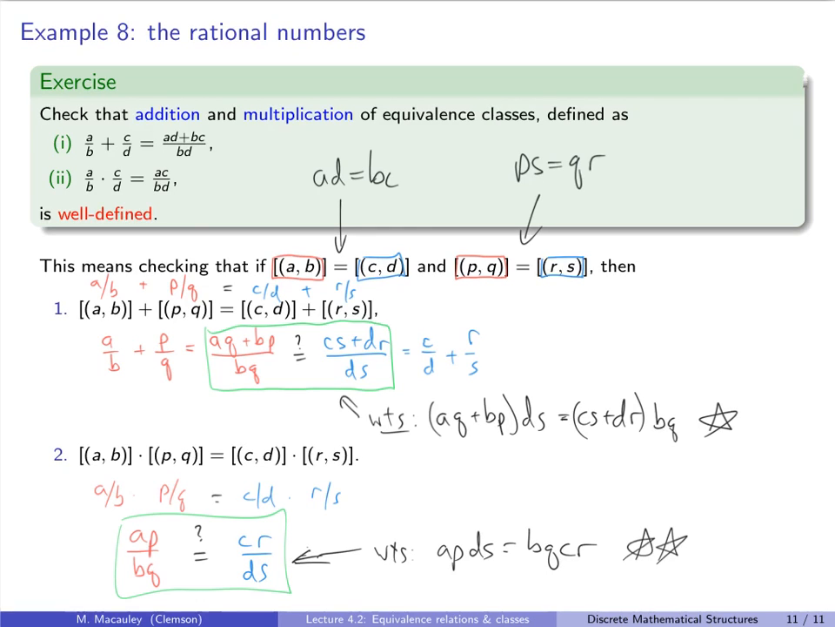If you multiply AD, yeah, this is easy. AD times PS, you get the left-hand side. If you multiply BC times QR, you get the right-hand side. So that's why this holds. It's just a little bit messier, but the same basic premise to show that. So this is why multiplication is well defined. We also have to finish the details to show that addition is well defined.